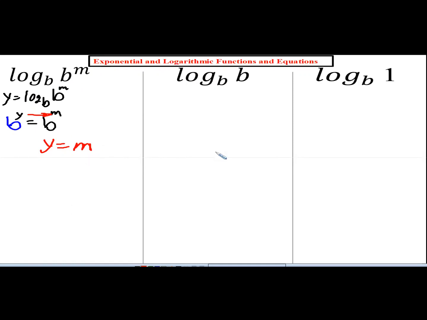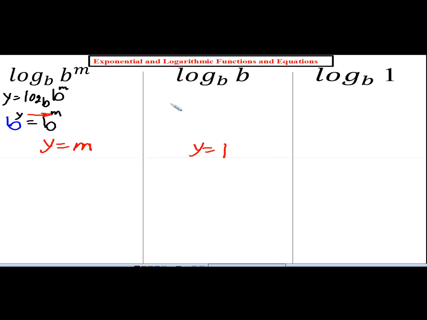All right, let's go to the next one. Whenever you have a log to a certain base, look up, and that base is the same as the base of the given number, then the answer is y equals 1. If you notice, this is very similar to this one, but this one doesn't have an exponent, so the exponent is 1. That's why it's y equals 1.